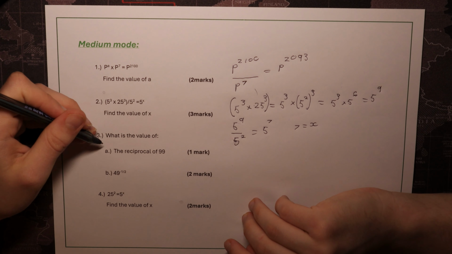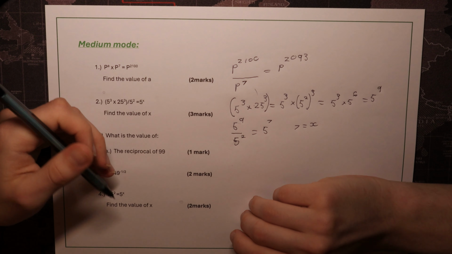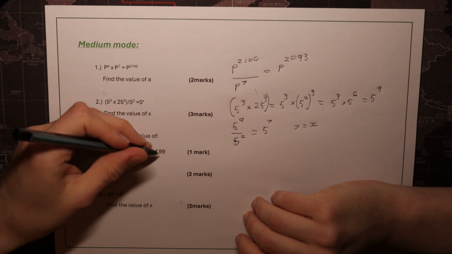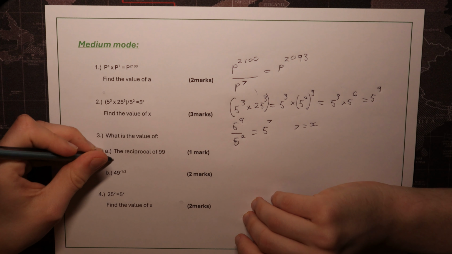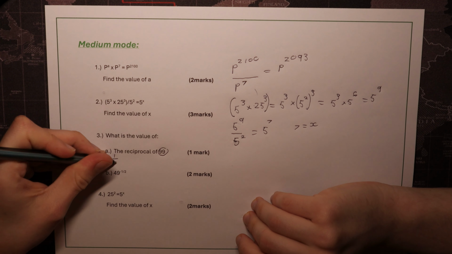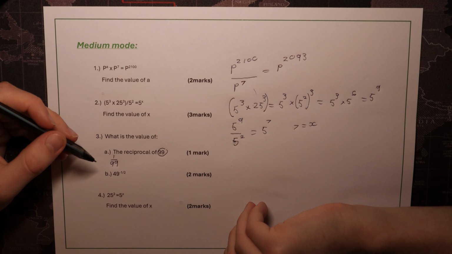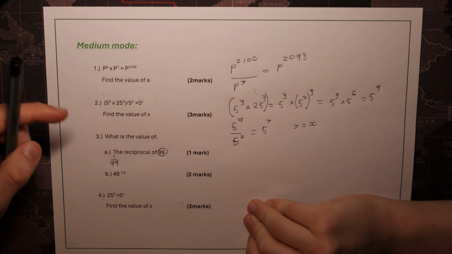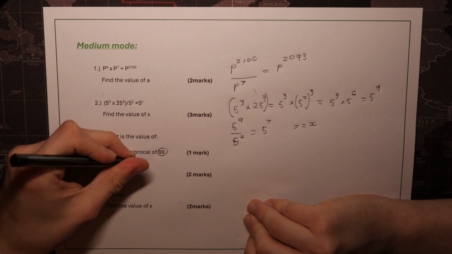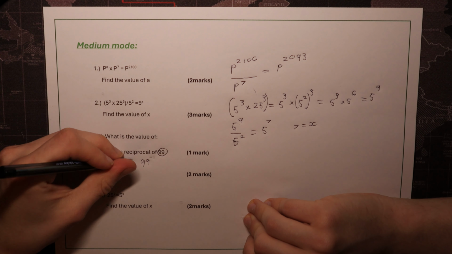So what is the value of, question 3 here, what is the value of the reciprocal of 99? Now from easy mode we know that reciprocal is converting this to 1 divided by whatever this value is, here 99, so it's 1 over 99, quite simple. Here the examiner just wants to see if we know what the word reciprocal means. It could be what is the value of 99 to the power of minus 1, which obviously is the same as reciprocal, so it will be the same answer.